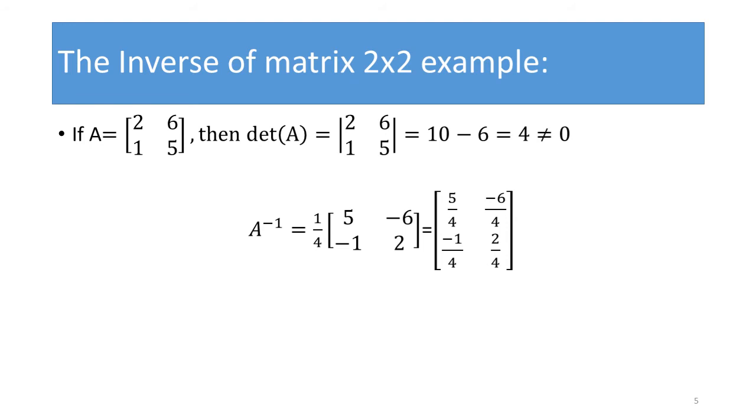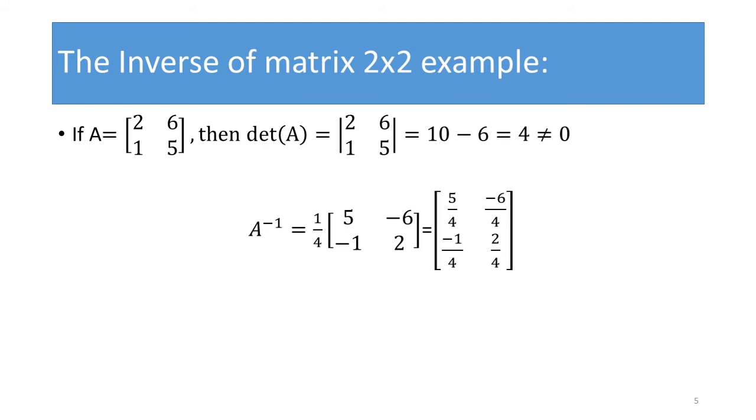So 4 is the value of the determinant, which is not equal to 0. So therefore this matrix is not a singular matrix. So it's not equal to 0 means the inverse exists. Now let us find the inverse.